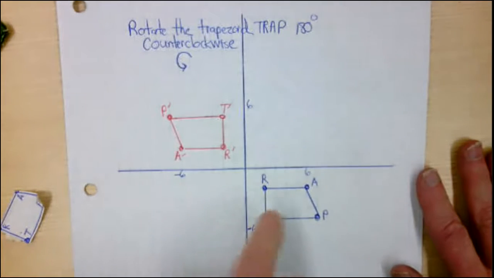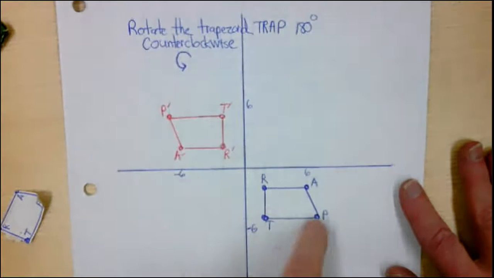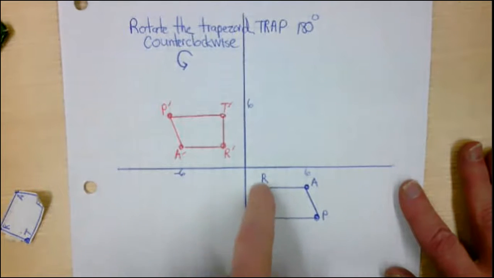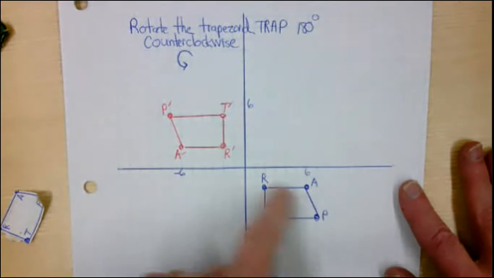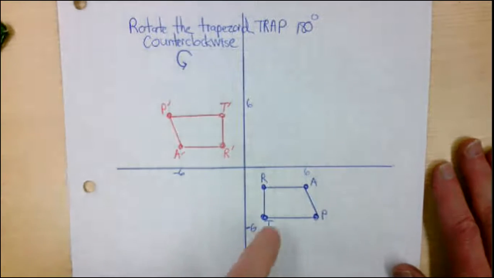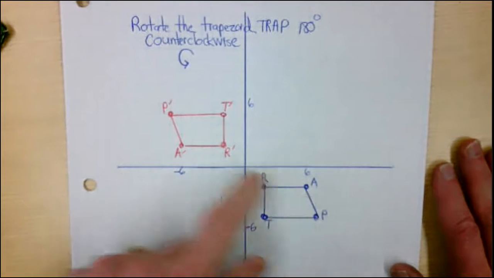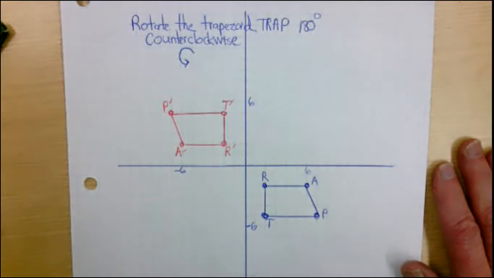Notice how each side, TP and TP, have the same length still. TR and TR have the same length. AP and AP have the same length. So all of the side lengths have been maintained. All of the angles are still the same. Angle A is still the same as it was over here. They have also kept their shape. So the angles and the shape are the same.